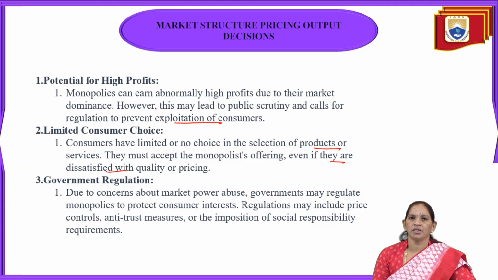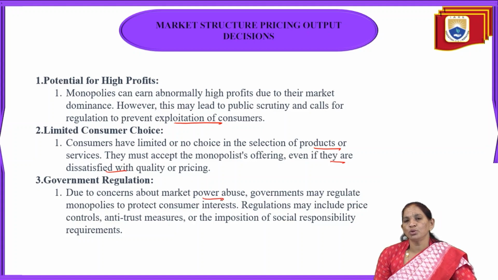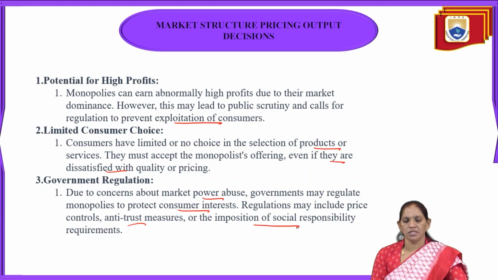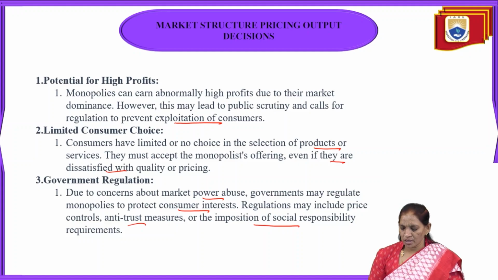Next, government regulations. Due to market abuse and power abuse, the government regulates the monopolist and protects consumer interest. Sometimes the regulations may include price controlling, antitrust measures or imposition of social responsibility requirements. Meaning we can't say that they don't have any government regulations. From the consumer's point of view, these types of regulations may be imposed.